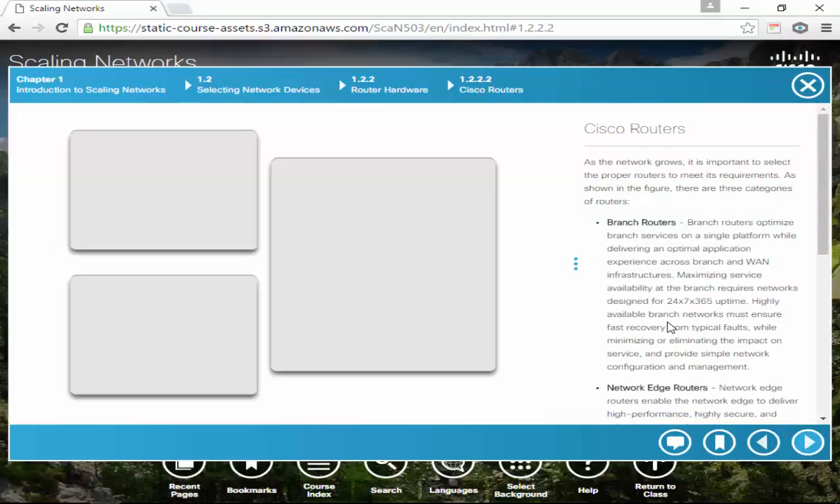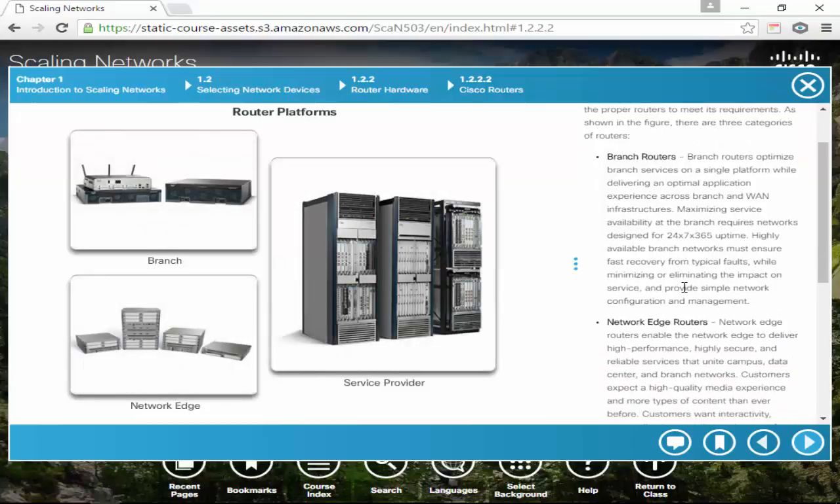Cisco routers. Okay, so we have branch routers. Branch routers optimize branch services on a single platform while delivering an optimal application experience across the branch and WAN infrastructure. Maximizing service availability at the branch requires networks designed for 24/7, 365 uptime. Highly available branch networks must ensure fast recovery from typical faults while minimizing or eliminating the impact on service, and provide simple network configuration and management. And as you can see, these branch routers are what we have in the classroom.